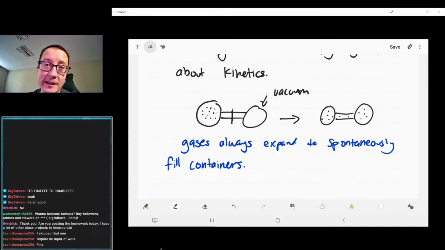So that's another spontaneous process. And so a gas kind of deciding to condense itself back to one side is non-spontaneous, not going to happen.